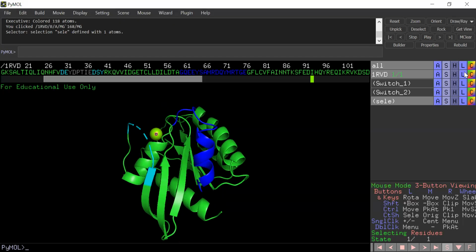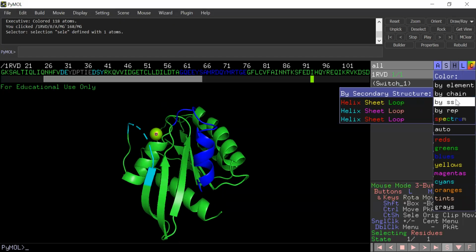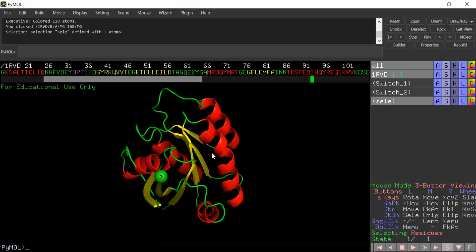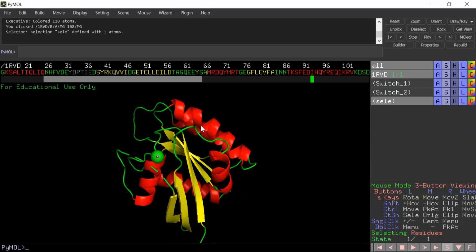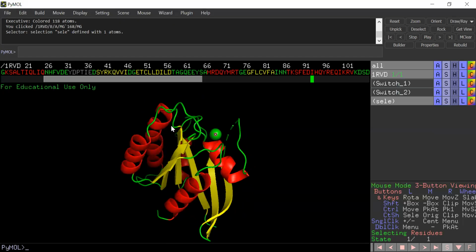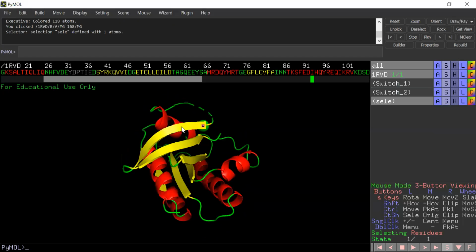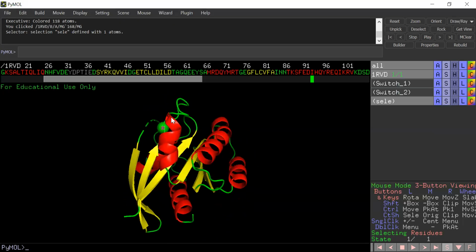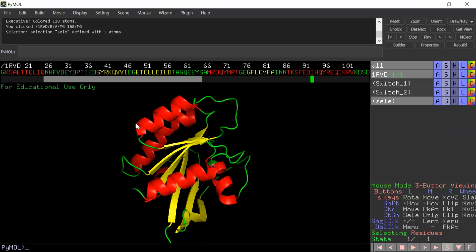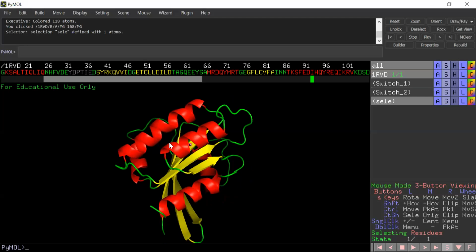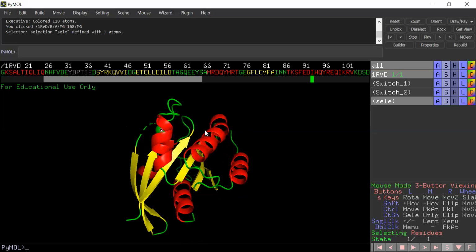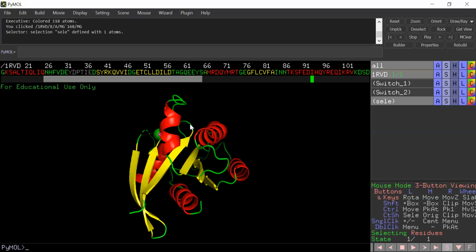Okay, so I'm going to switch it over to the secondary structure colors so that we can see where the secondary structures are. Now, these secondary structures, the red ones are the alpha helices, the yellow ones are the beta pleated sheets, and the green ones are random coils which connect the two together. Now, it's important to note all these structures are made up of amino acids. That's just what they are. It's just that different sections of amino acids and different sequences of amino acids will respond differently to each other and form different secondary structures.